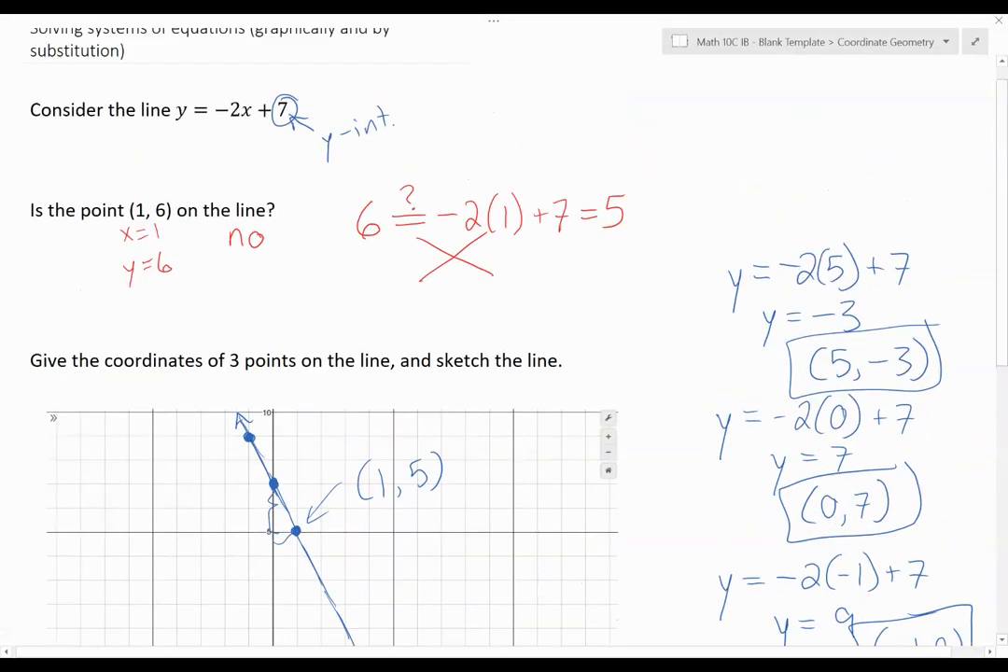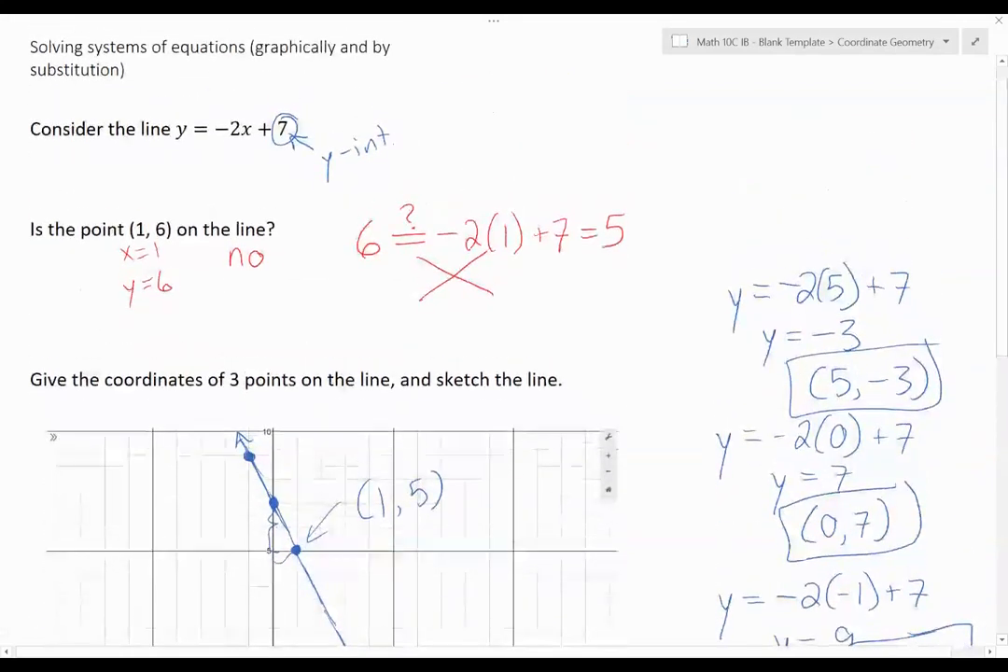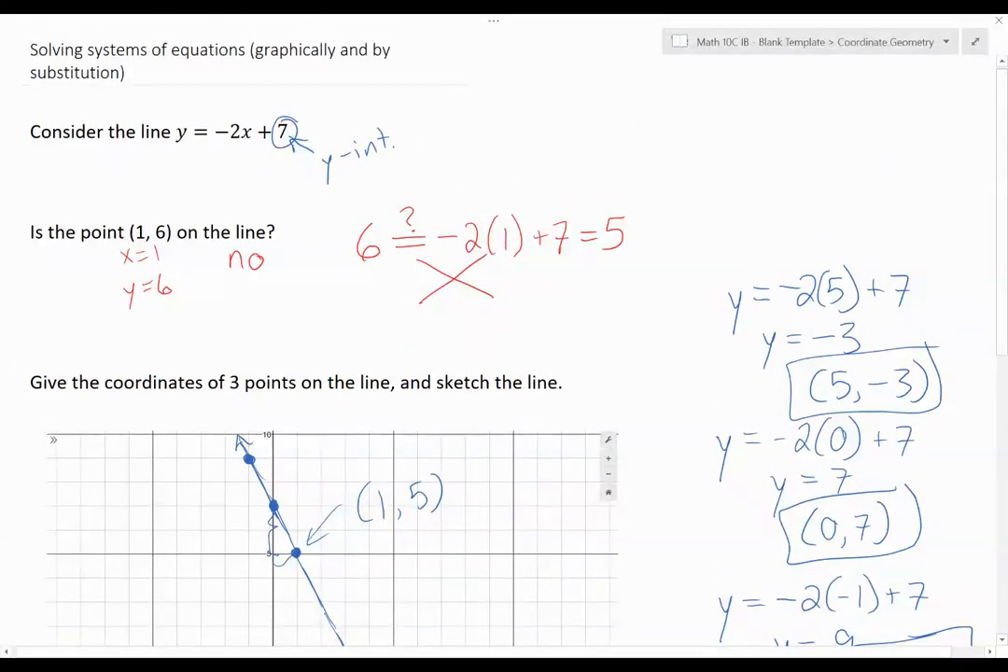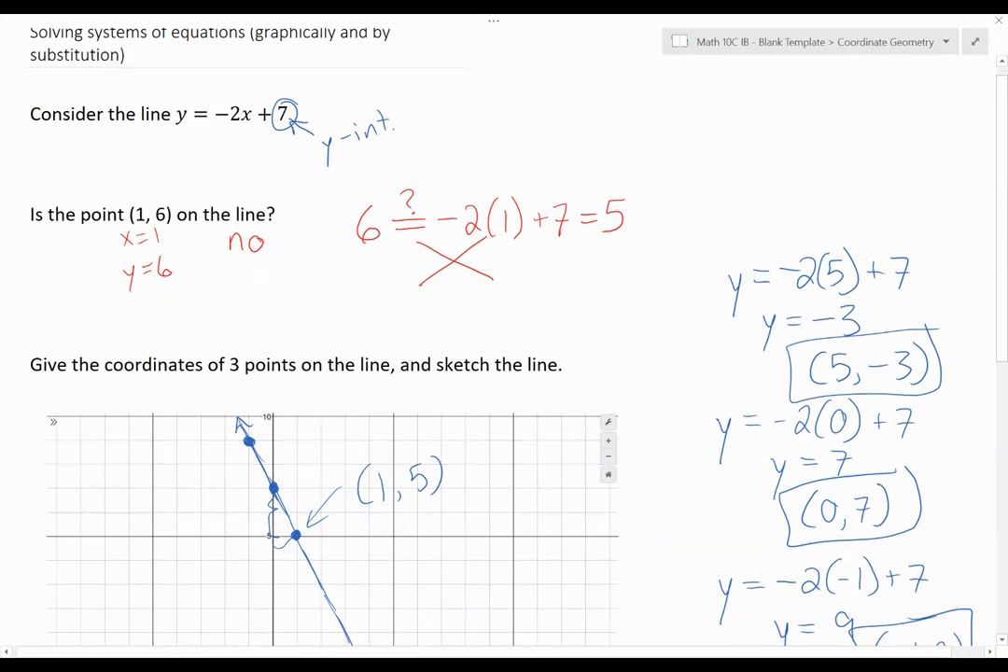In a very real sense, absolutely every point on this line is a solution to that equation. So that equation, y equals negative 2x plus 7, has infinitely many solutions because it's not a single variable. And the solutions are all going to be the coordinates of a point, a value of x and a value of y. And this line is made up of all of the solutions to that equation.